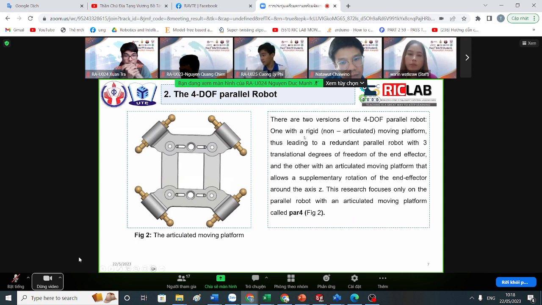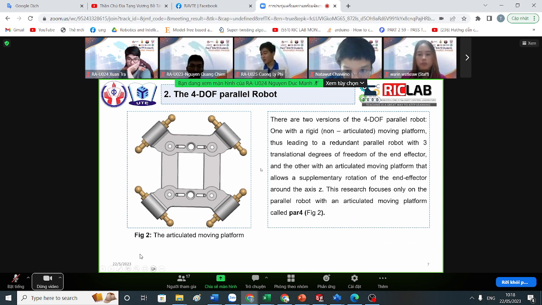There are 2 versions of the Delta parallel robot. Number 1, with a rigid non-articulated moving platform, thus leading to a redundant parallel robot with 3 translational degrees of freedom of the end effector. And the other, with an articulated moving platform that allows supplemented rotation of the end effector. This research focuses only on the parallel robot with an articulated moving platform, as shown in figure 2.